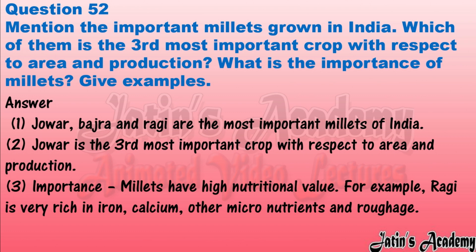Question 52. Mention the important millets grown in India. Which of them is the third most important crop with respect to area and production? What is the importance of millets? Give examples. Answer. 1. Jowar, bajra and ragi are the most important millets of India. 2. Jowar is the third most important crop with respect to area and production. 3. Importance. Millets have high nutritional value. For example, ragi is very rich in iron, calcium, other micronutrients, and roughage.